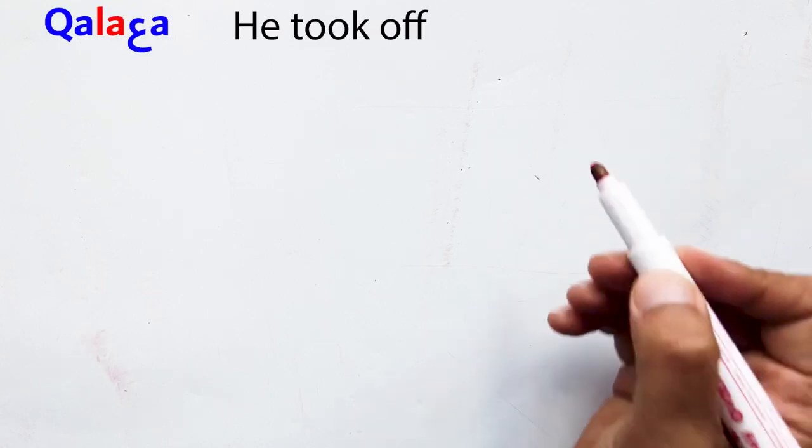Welcome everybody. In this class we're going to read and write some easy words in Arabic. This kind of words will help you learn how to read and write Arabic and Quran. Let's get started. So the first word is قلع.